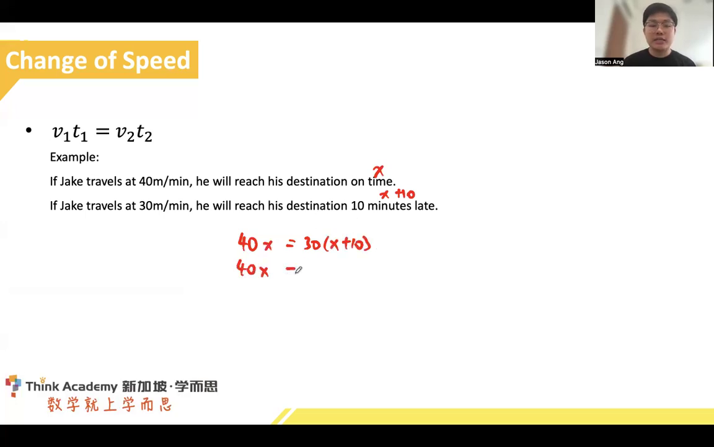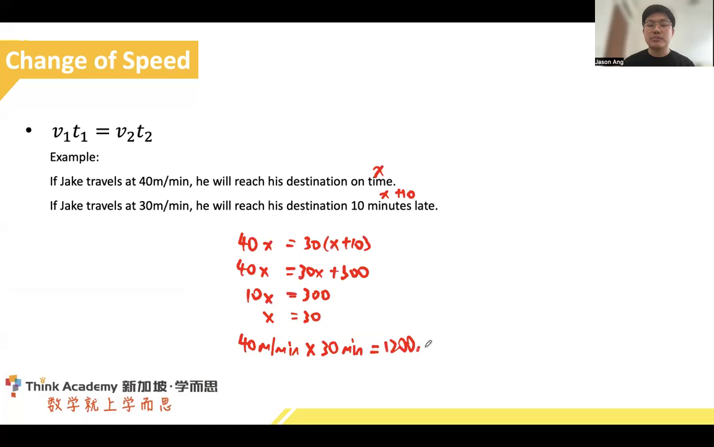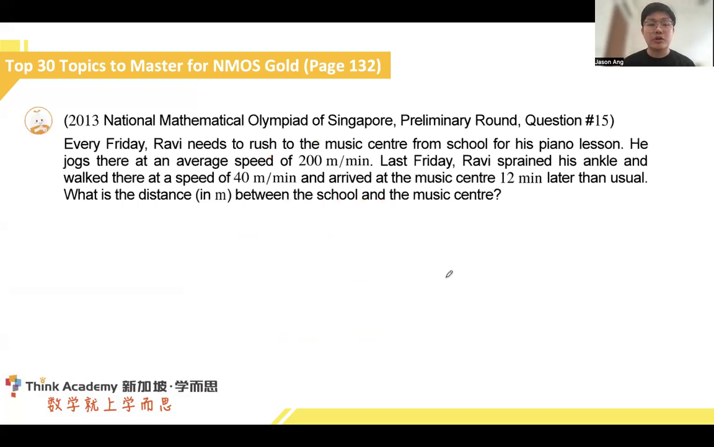So 40x equals 30x plus 300. 10x equals 300, x equals 30. This means that he will have taken 30 minutes in the first case, 40 minutes in the second. But since we are trying to find the distance covered, it will be 40 meters per minute multiplied by 30 minutes, giving us 1,200 meters. And in fact, it is exactly the same method we are going to be using for our next question.